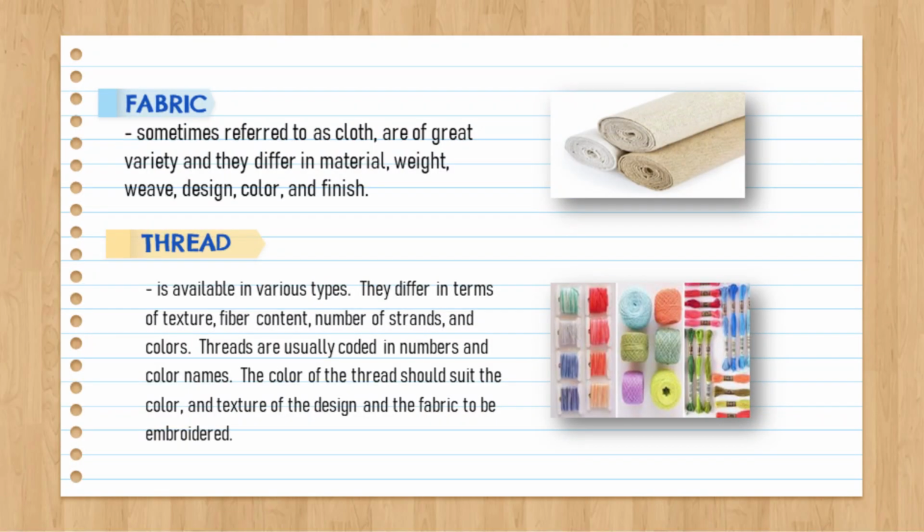12, fabric, sometimes referred to as cloth, are of great variety and they differ in material, weight, weave, design, color, and finish. 13, thread is available in various types. They differ in terms of texture, fiber content, number of strands, and colors. Threads are usually coded in numbers and color names. The color of the thread should suit the color and the texture of the design and the fabric to be embroidered.